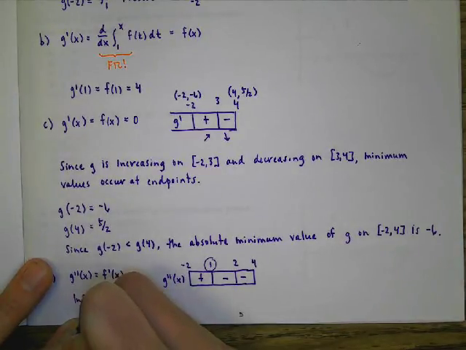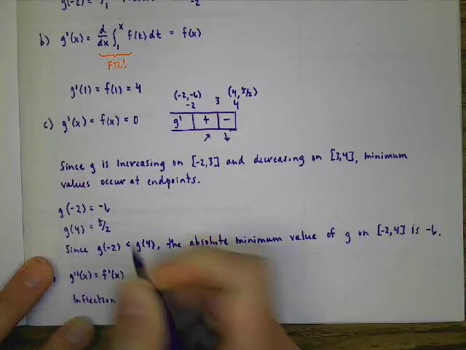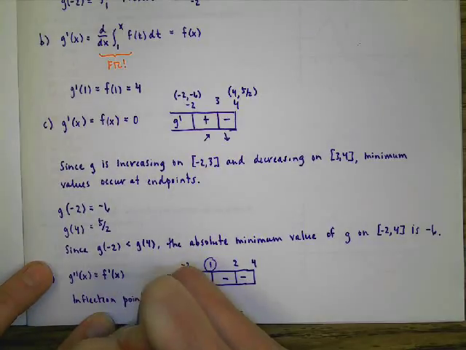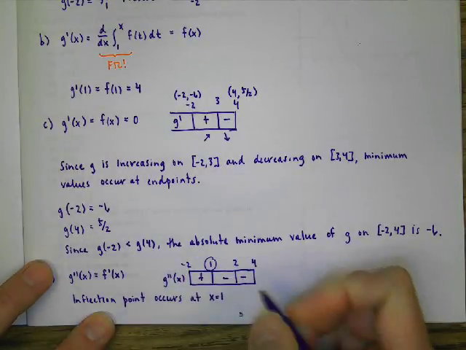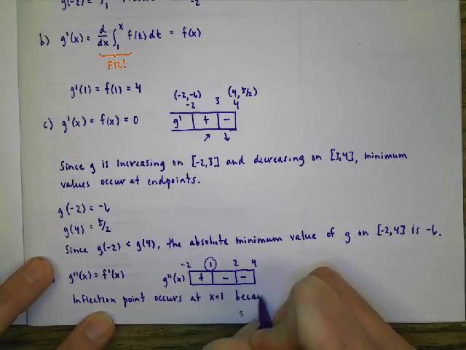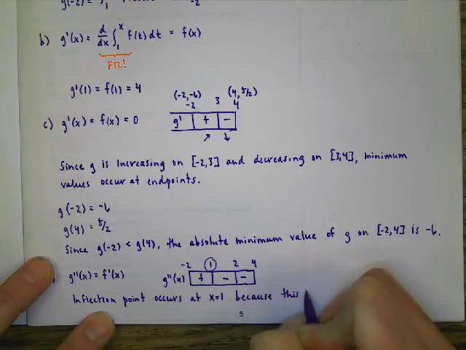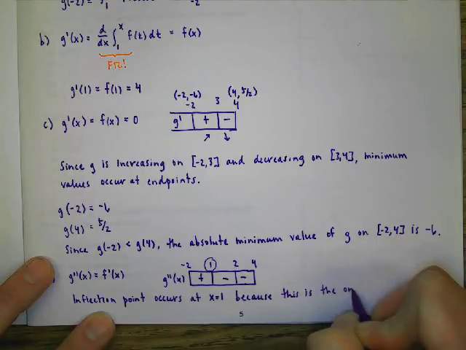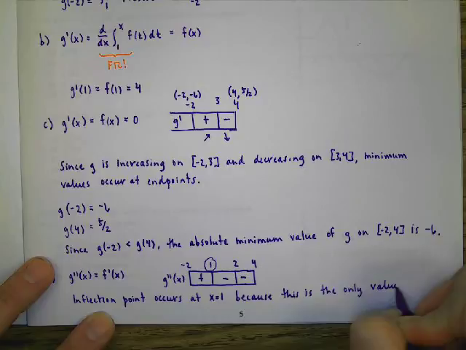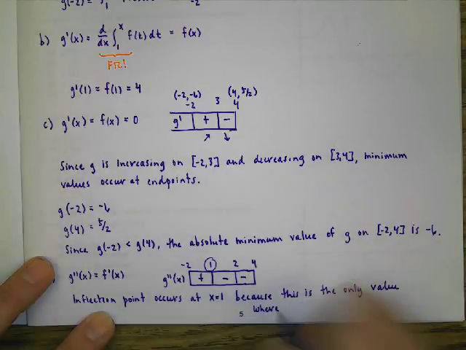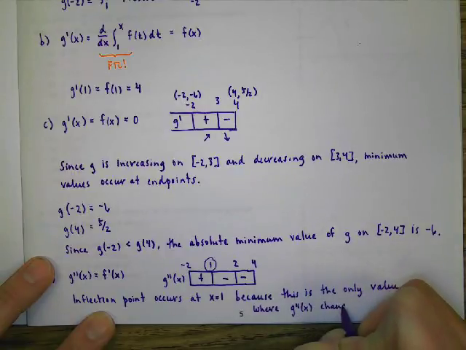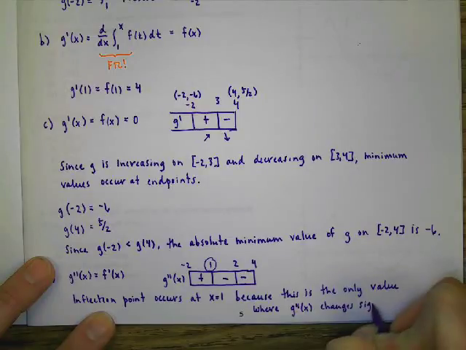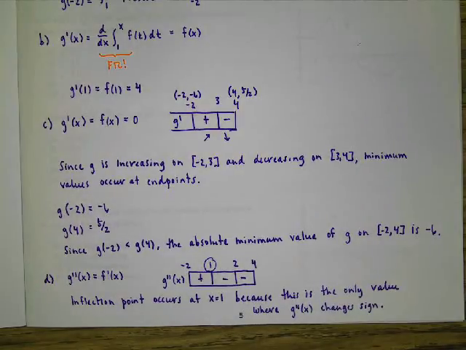So I can say inflection point occurs at x equals 1 because this is the only value where g double prime of x changes sign. We don't have an inflection point unless that changes sign at that value.